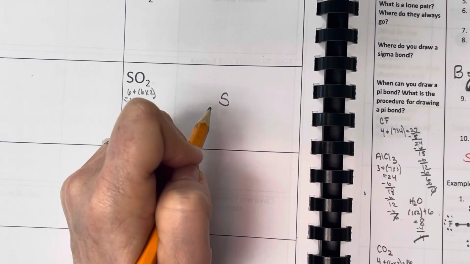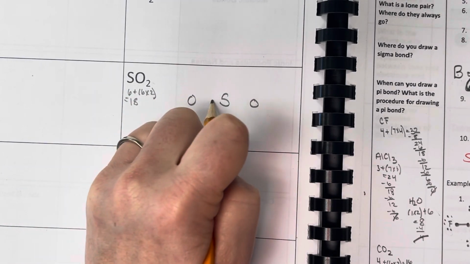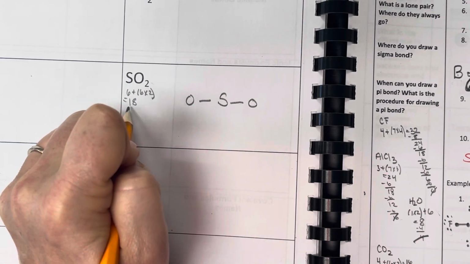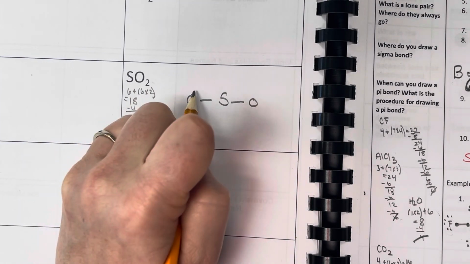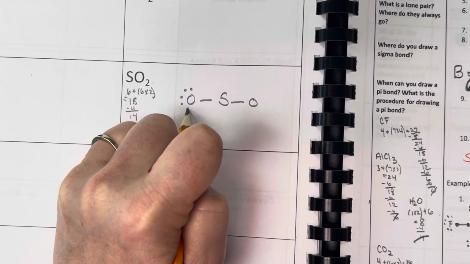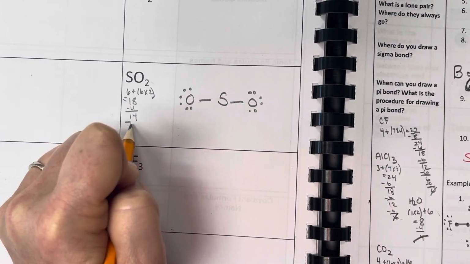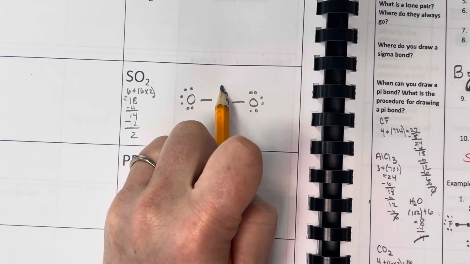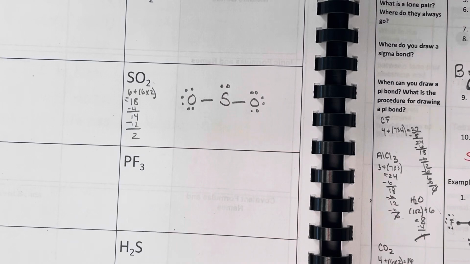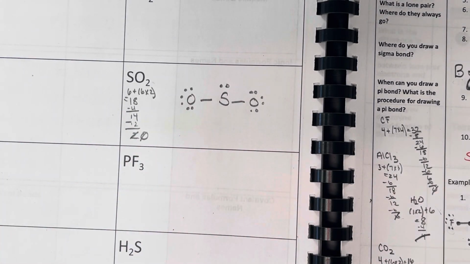S is farther away from F, so I'll put S and then an oxygen on either side. 2, 4, so that's going to subtract 4 electrons, leaving me with 14 electrons. So I'm going to put 6 on each O. 6 on each O. That's 12 electrons. That leaves me 2 electrons left. So the only place I can put those 2 electrons is as a lone pair on the central atom. Now I'm down to 0. Remember, I have to get down to 0.